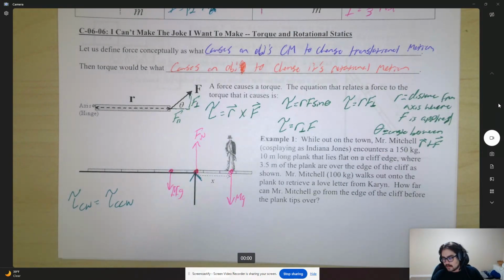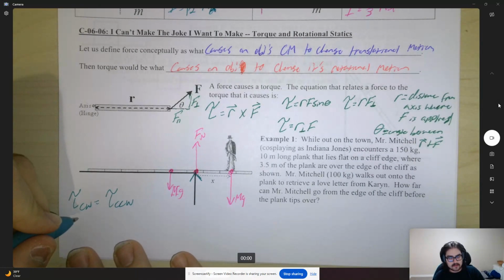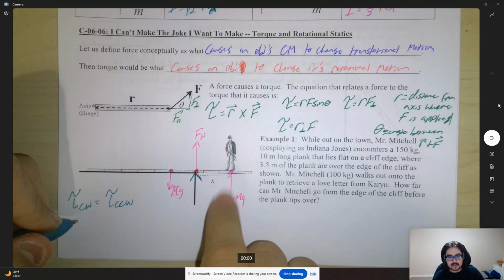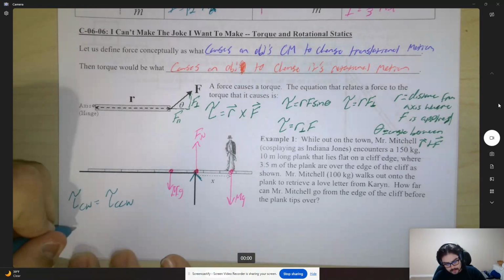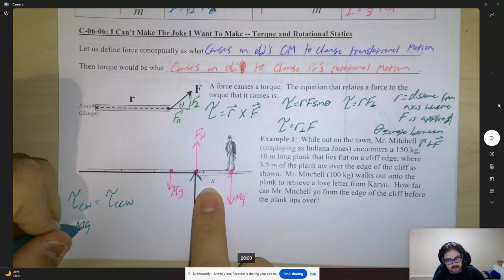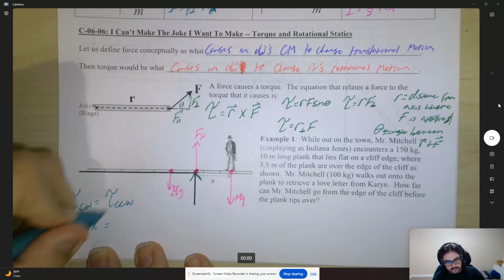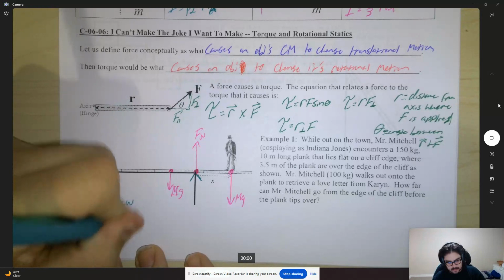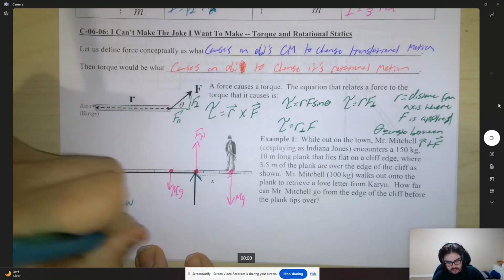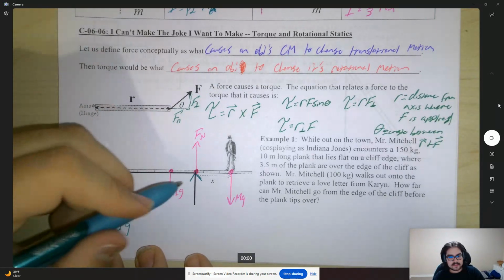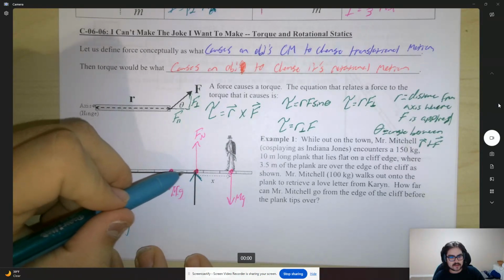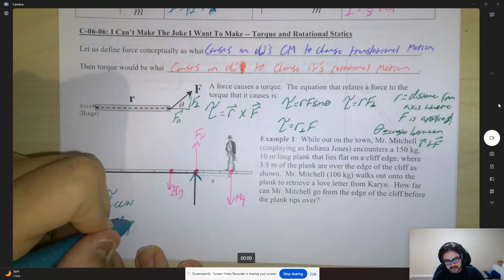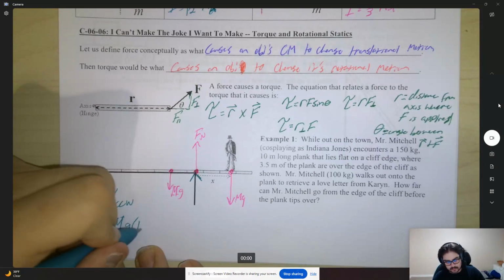So all I've got to do is set my clockwise torque. What's going to cause my plank to rotate clockwise? That's going to be little mg for Mr. Mitchell, times how far out I am. I'm a distance x. And then my counterclockwise torque is just the capital Mg right here, times the distance from the pivot, which is approximately 1.5 meters.